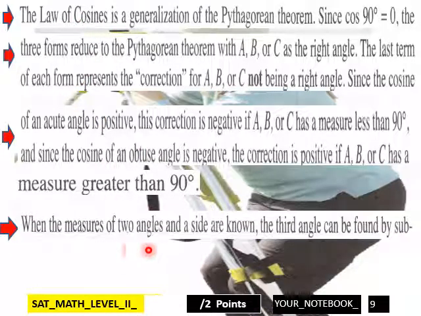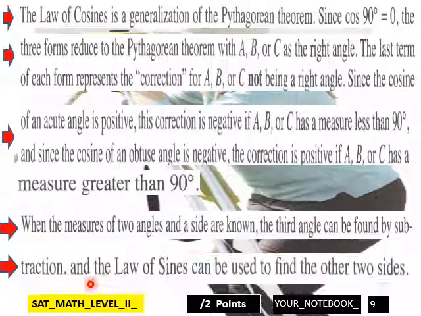When the measures of two angles and a side are known, the third angle can be found by subtraction, and the law of sines can be used to find the other two sides as well. So you can start out by using the law of cosines when you just have measurements, and then switch over into the law of sines to find the two remaining sides and angles.